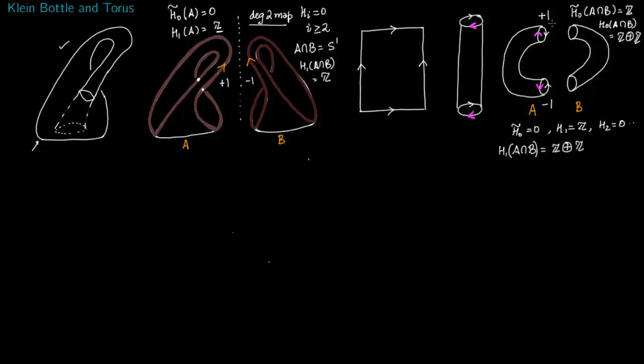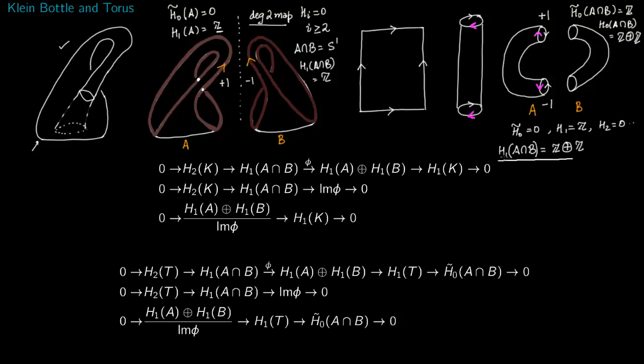So we have just developed the machinery, and now let us look at the sequences. This is the sequence for the Klein bottle. This is the Mayer Vietoris sequence. Notice that before H2 comes here, there will be a term coming for H2A direct sum with H2 of B for the Klein bottle. So this K stands for Klein bottle.